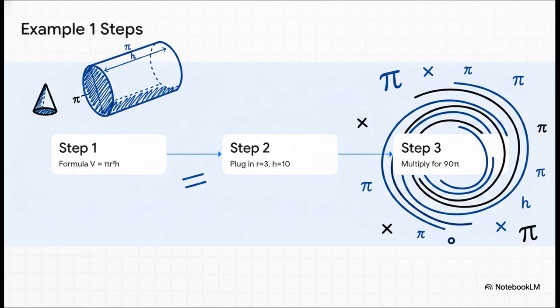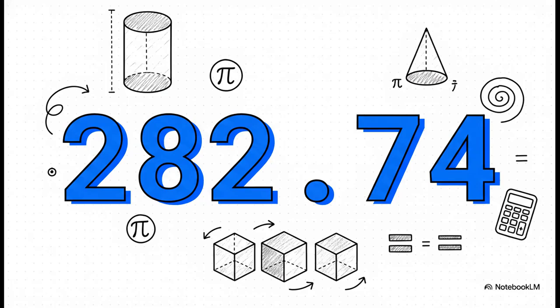Simple enough, right? Now, the absolutely crucial point here is knowing how to finish the calculation depending on what your specific assignment requires. Leaving it as 90 pi gives you the exact perfect volume. But if we multiply 90 by the actual value of pi, this brings our final calculated volume to approximately 282.74 cubic centimeters. And notice, those units are cubed because we're dealing with three-dimensional space here.